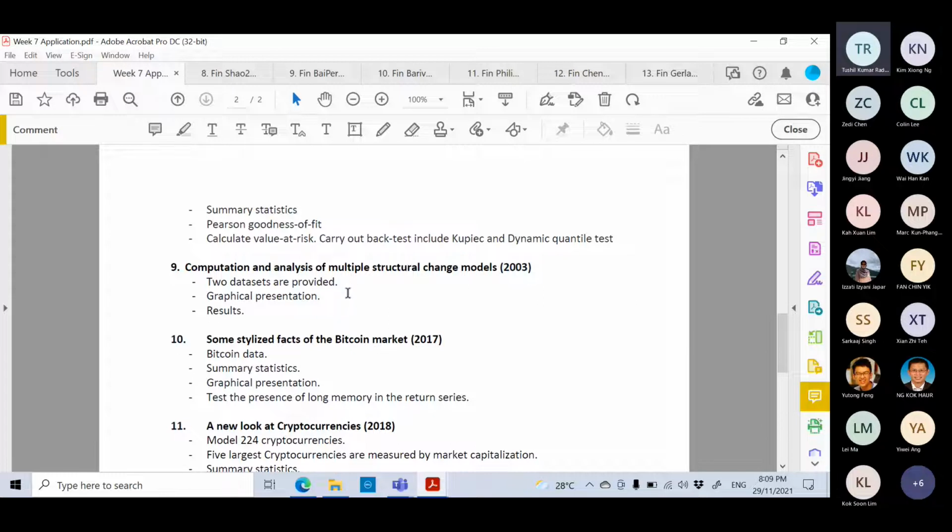In terms of their application, they have 2 empirical results. Because the objective of this study is to propose the multiple structural change model, meaning they detect multiple structural breaks, their methodology has a lot of statistical proofs, and after that they apply it in the 2 examples here. That is paper number 9.